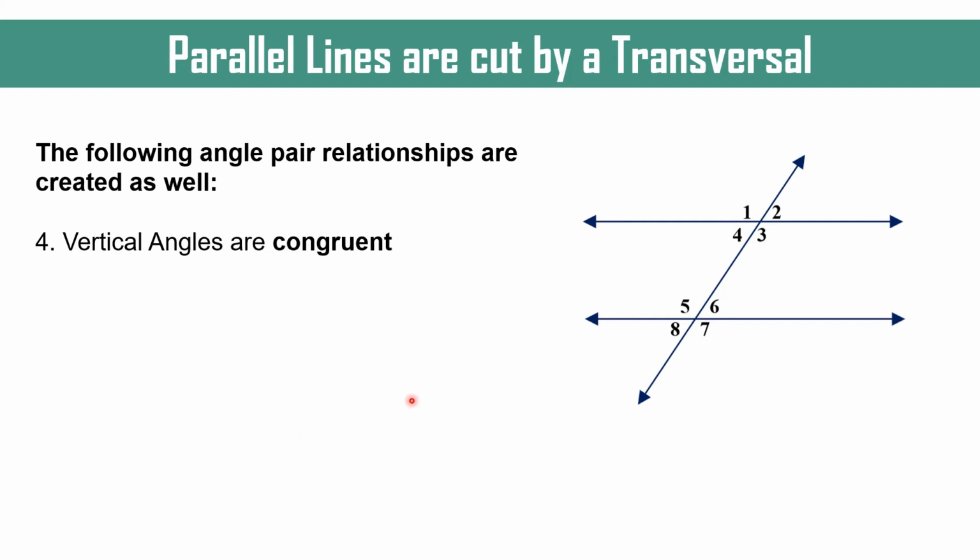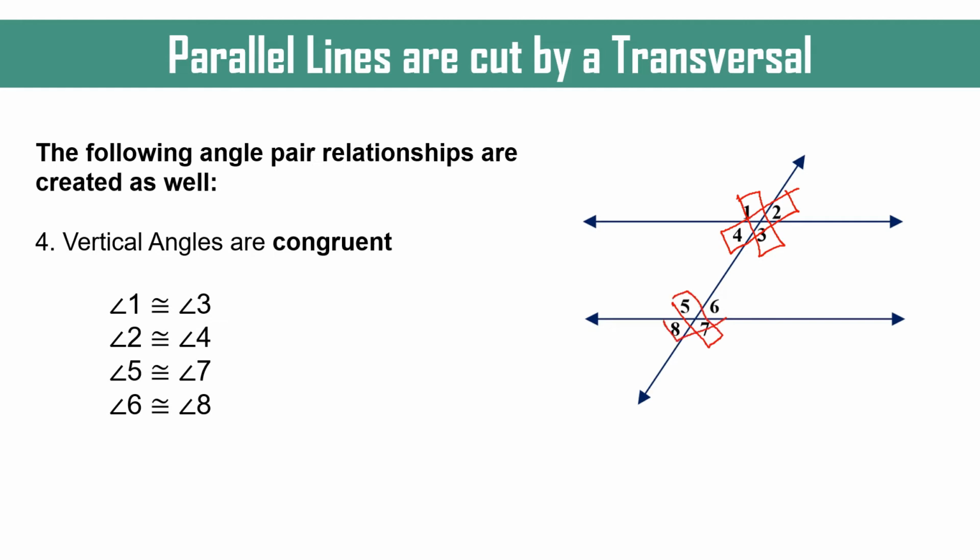Pairs of vertical angles we have here are angle 1 and 3, angle 2 and 4, angle 5 and 7, and angle 6 and 8. So they are the opposite angles like this. Angle 1 and angle 3, angle 2 and angle 4, angle 5 and 7, and angle 6 and 8. And it says that they are congruent. So if, for example, angle 1 again measures 120 degrees, angle 3 must also have 120 degrees as its measurement.